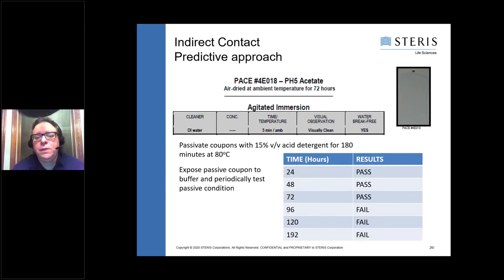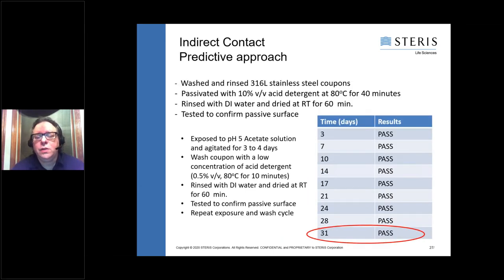So the next step would be to go ahead and implement a low concentration acid rinse, in this case every 3 to 4 days at 0.5%, 80 degrees for 10 minutes, and try to maintain it past that 96 hours. In this case, we're looking at extending it out past 31 days with just an acid rinse every 3 to 4 days, and it maintains that passive, corrosion-resistant surface.